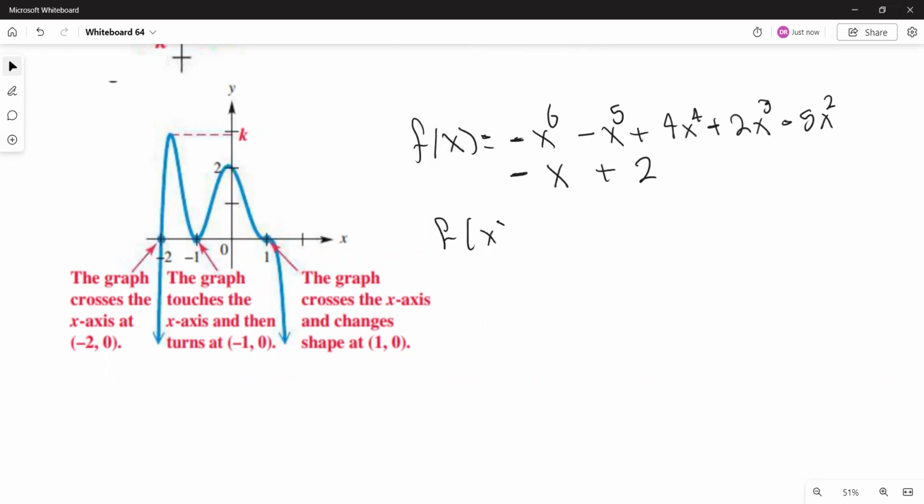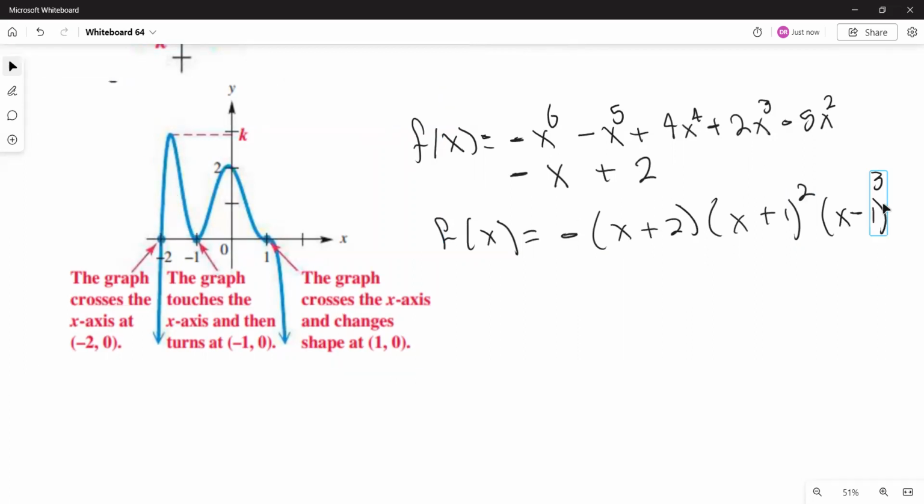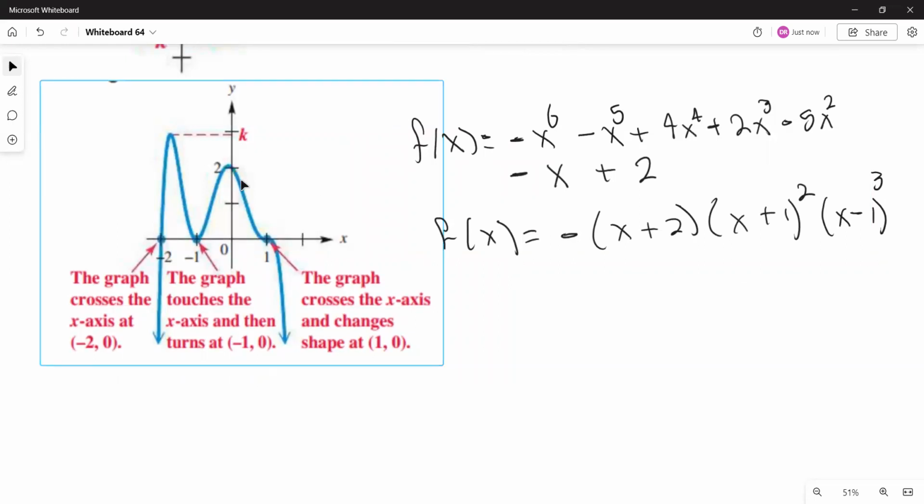That's in general form. And in factor form, this is the opposite of x plus 2 times x plus 1 squared times x minus 1 cubed. So it has 3 zeros. -2 is a zero, the graph crosses straight. -1 is a zero of multiplicity 2. You have it to the second power, so the graph touches, but doesn't cross. And 1 is a zero of multiplicity 3, so the graph levels off and then continues to decrease. Levels off and then crosses.